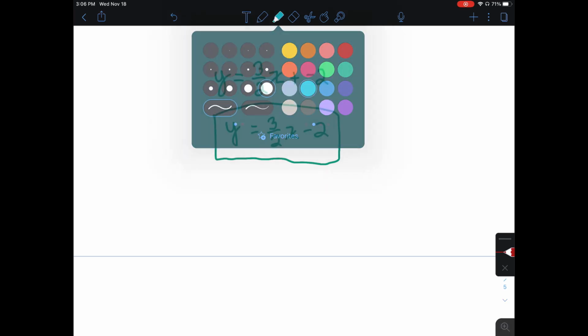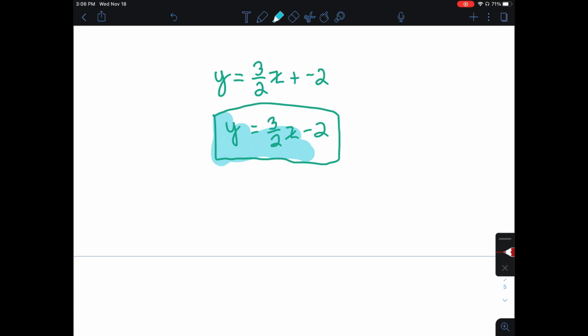Circle it, make it all pretty. Privacy reasons, I will not give that away.